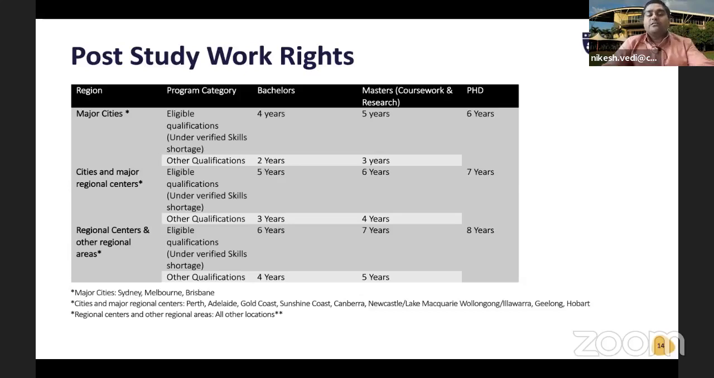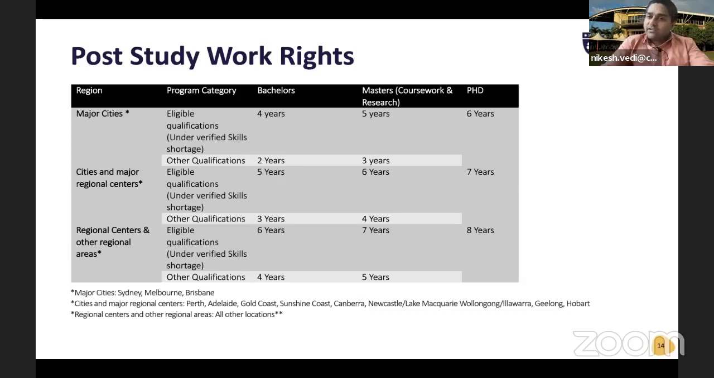Here is a comparison between the major cities and regional areas and regional universities. In regional areas, for a bachelor's degree, a student can get work rights up to 5 years, and 3 to 6 years for masters. But as per the current information from the High Commission, a student can get 1 year extra of post-study work right visa. Charles Darwin University and the Darwin area are in a regional area, so students here will get more benefits when it comes to the post-study work right visa.